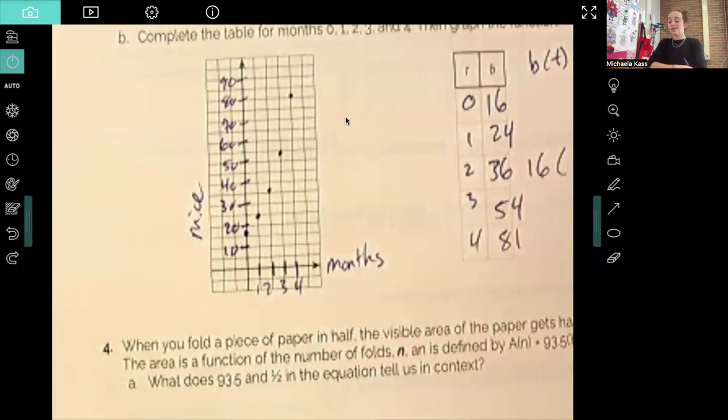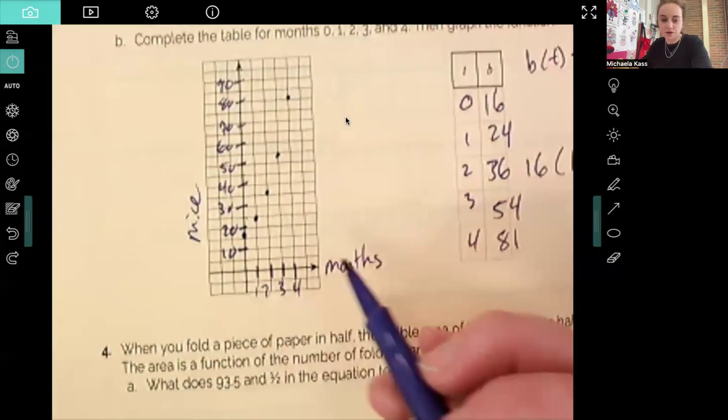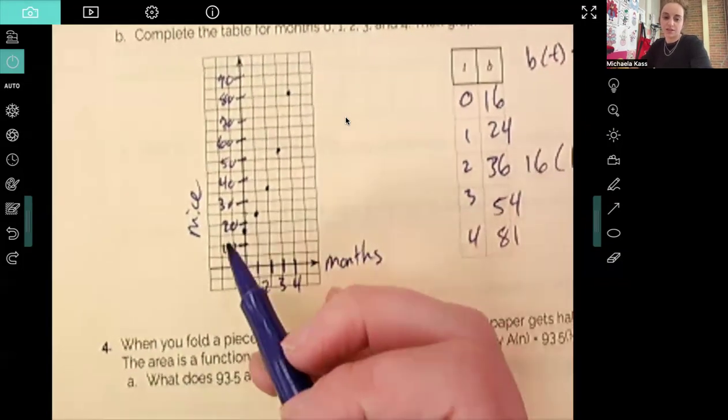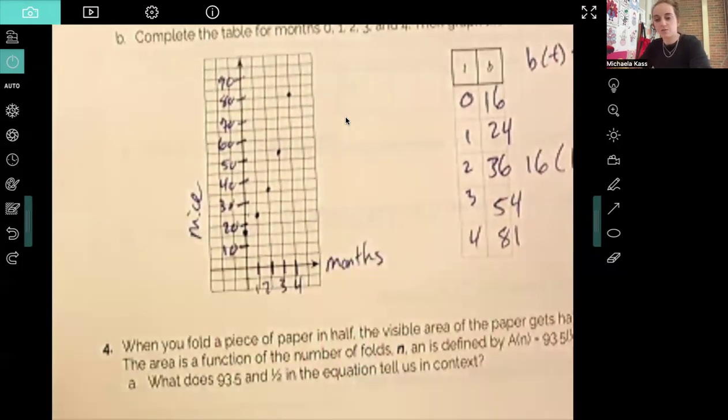Okay, I'm not going to connect the dots on this because we're saying each month, right? We didn't do half a month or a quarter of a month, okay? And we also can't have fractions of mice. So I'm going to keep them as dots to keep them as whole numbers.